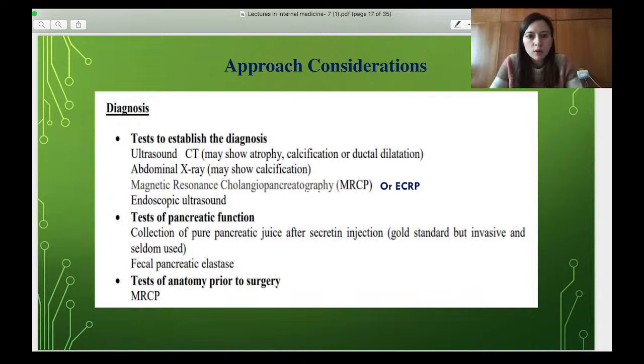Ultrasound, computed tomography, abdominal X-ray, magnetic resonance pancreatography, endoscopic ultrasound. Next, tests of pancreatic function: collection of pure pancreatic juice after secretin injection, fecal pancreatic elastase, and tests of anatomy prior to surgery.